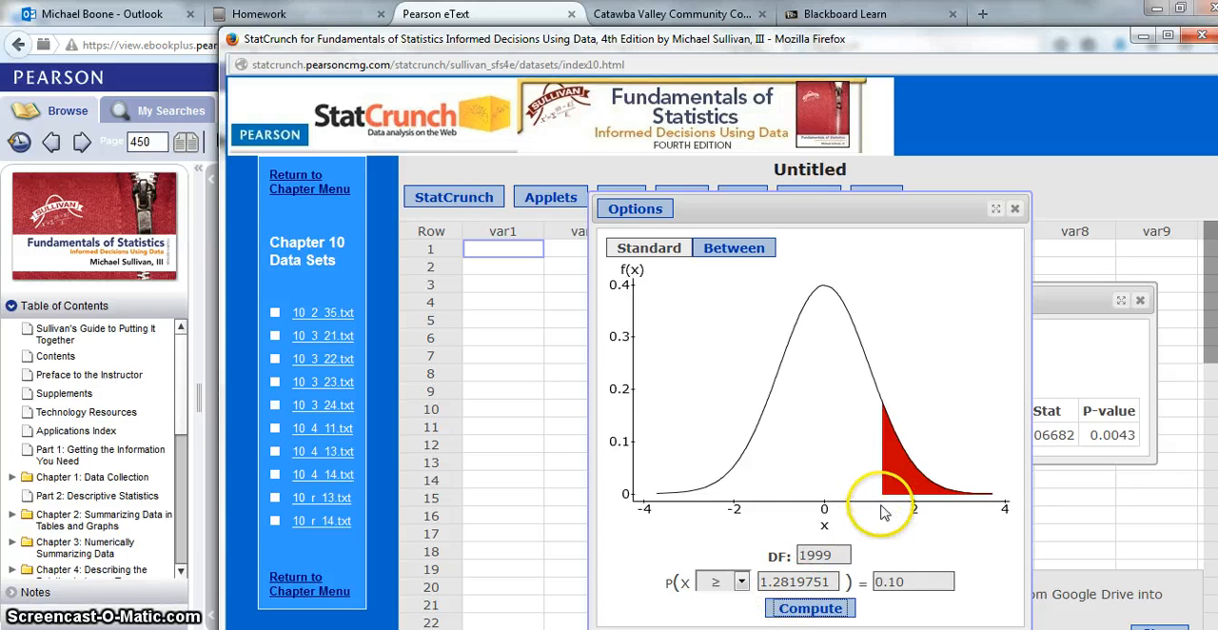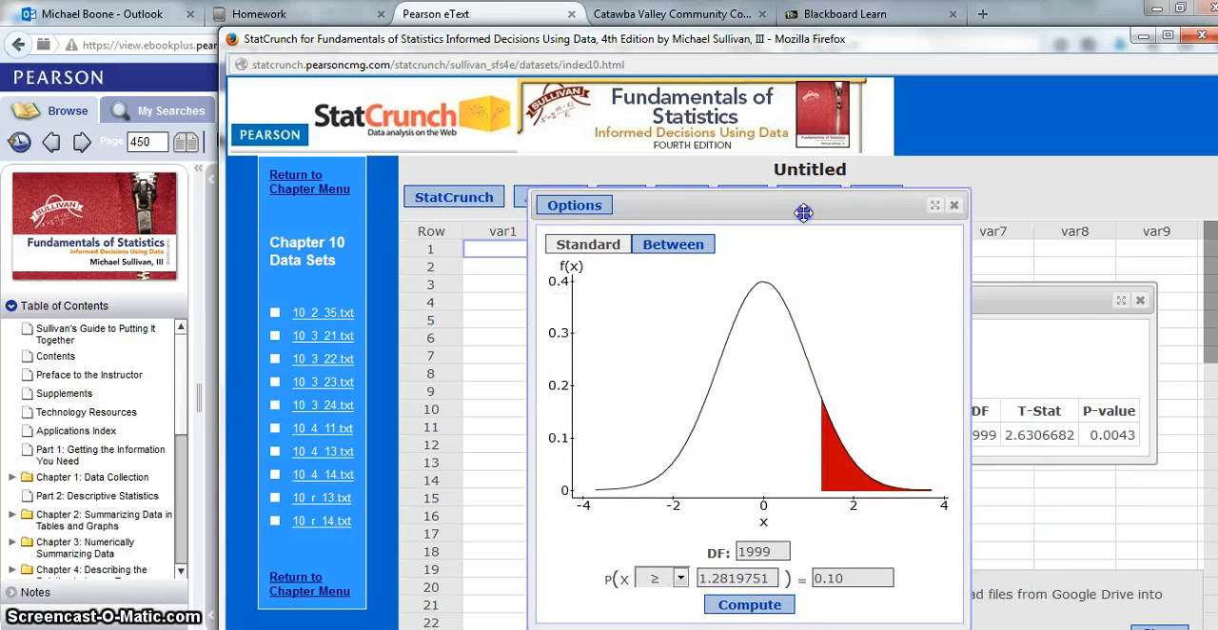So here's 1.28. It breaks off my non-rejection region and my rejection region. So that 1.28 we just found compared to the test statistic of 2.63, which is over here. So it is clearly in the rejection region. So that's why we would reject the null hypothesis. Or, as I like to say, p is low, the H0 gotta go.